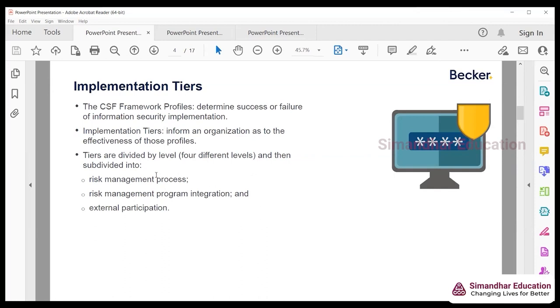Okay, yeah. So there are subdivisions of the tiers. There are subdivisions of the tier. How is it subdivided? The risk management process, how the risk management program has been integrated with our strategy, and what is the external participation. Now we'll discuss all these in detail.